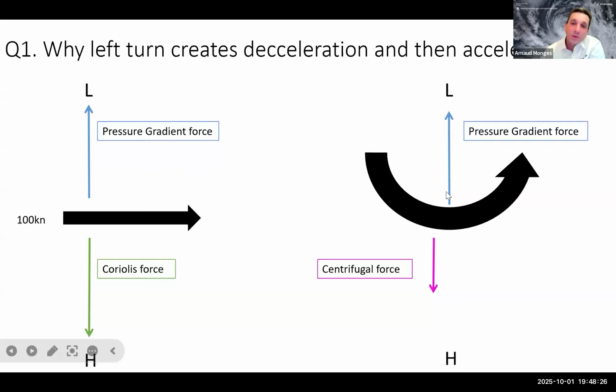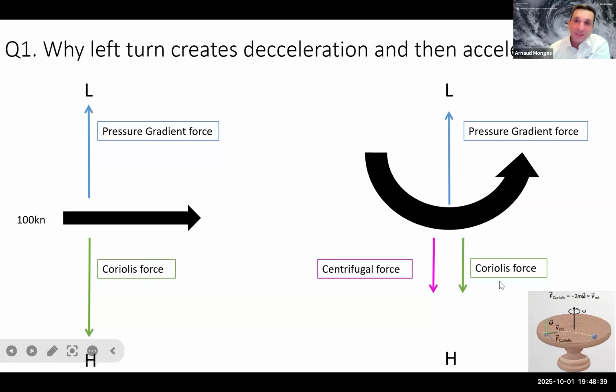But you still need to have balance. And in order to have balance, the Coriolis force needs to be less. Okay? So those two vectors equal this one, it's equilibrium. But the big difference is the Coriolis force has decreased. And because the Coriolis force is directly proportional to the speed of the air, the consequence is to have lower wind speed in the turn.